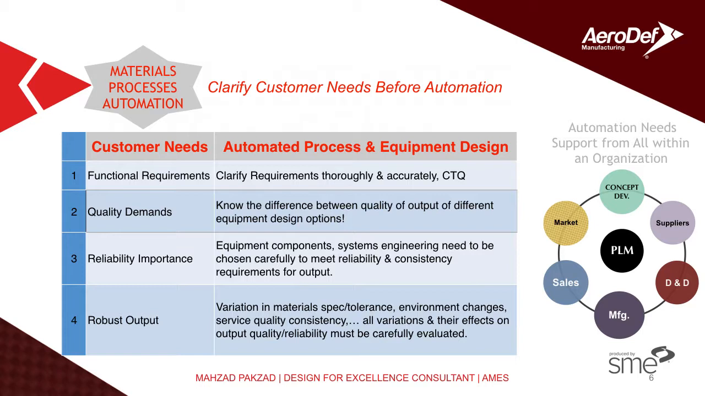Selecting the components for the automated equipment, you can choose a $5 component, or you can choose a $50 component. Or the system engineering: what kind of electronics do you use, what kind of communication, what kind of sensory? All of that can vary depending on the goal, the reliability, and the quality requirement. Do I need a vision system? Do I need to control my temperature? Do I need to run this in vacuum? All of that has to be very, very carefully evaluated.